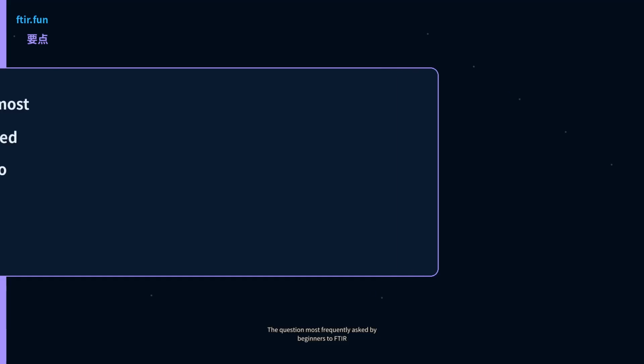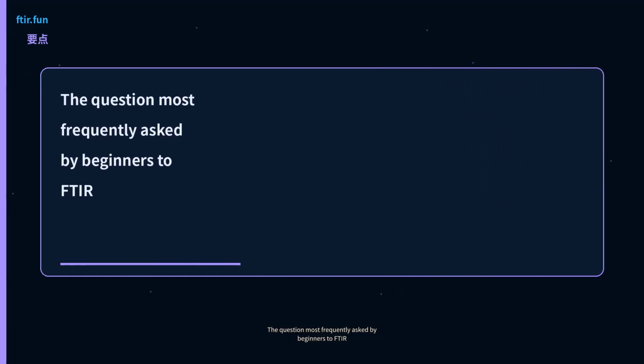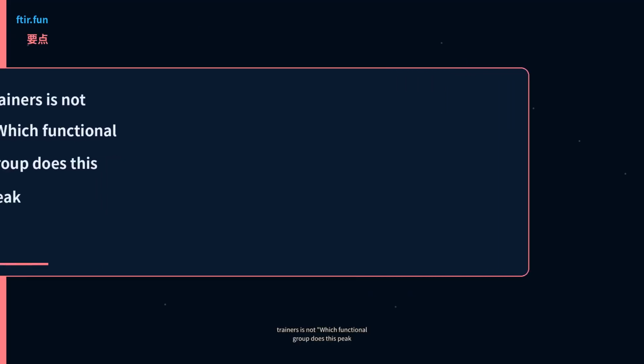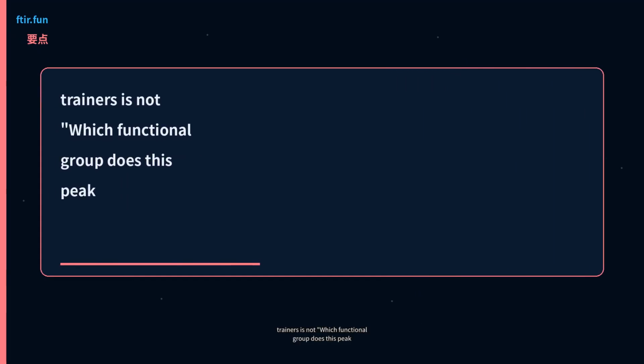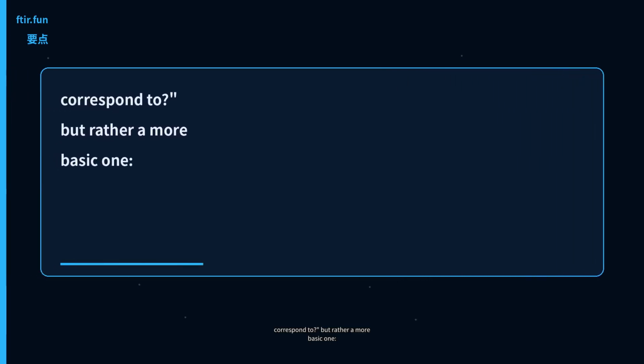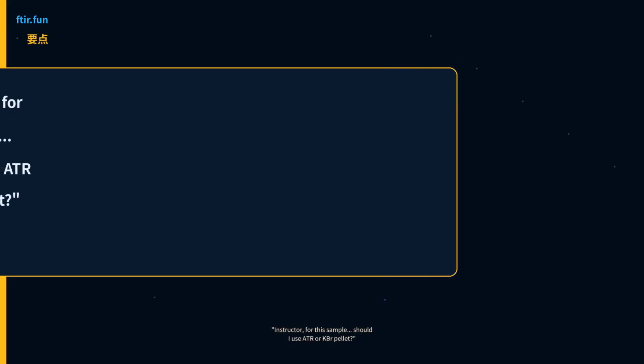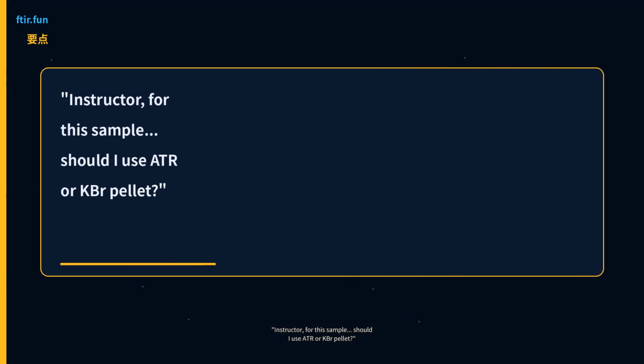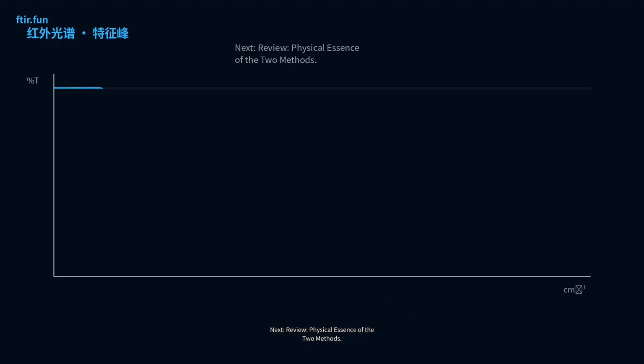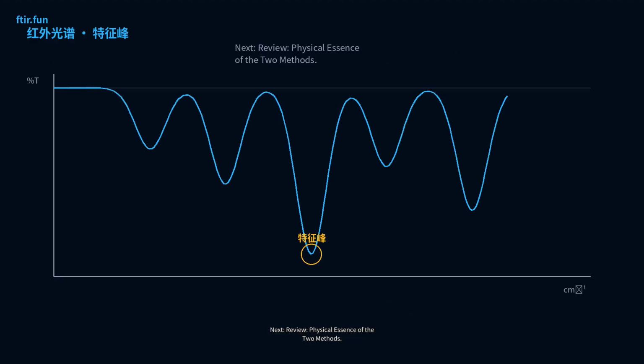The question most frequently asked by beginners and trainers is not which functional group does this peak correspond to, but rather a more basic one: for this sample, should I use ATR or a KBr pellet? Next, review the physical essence of the two methods.